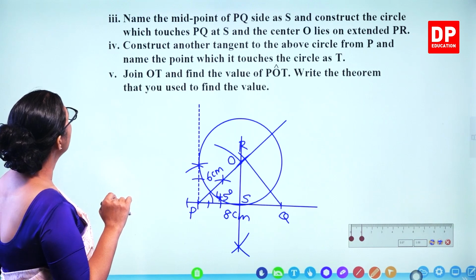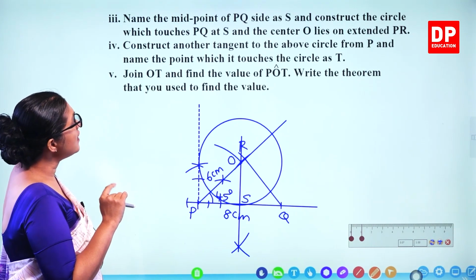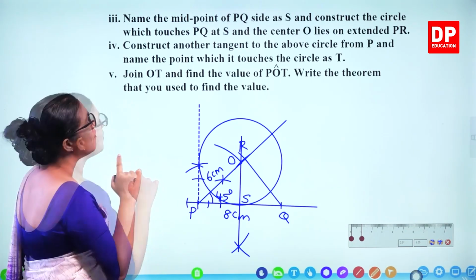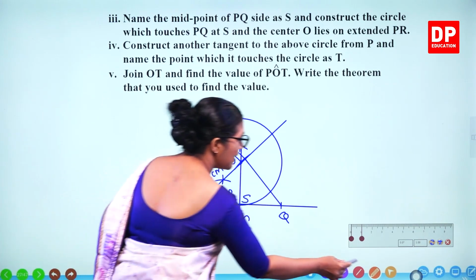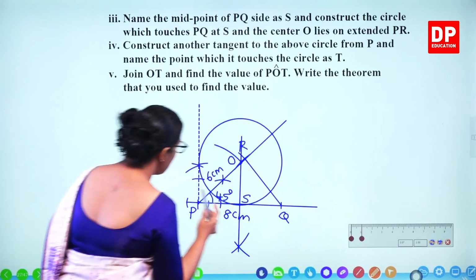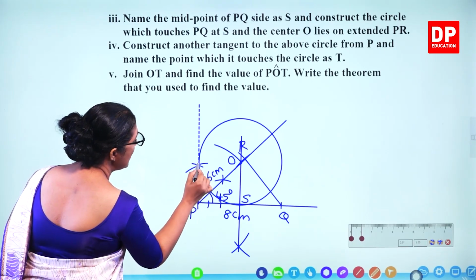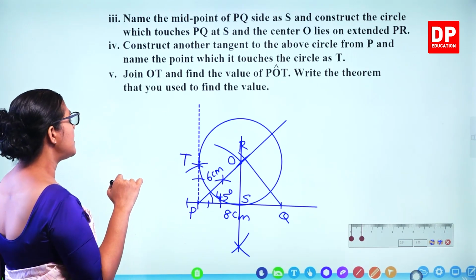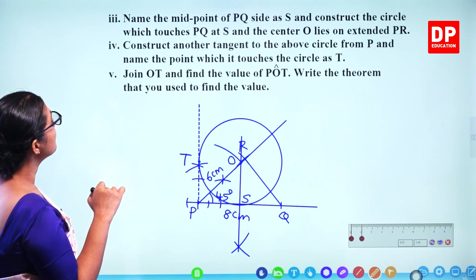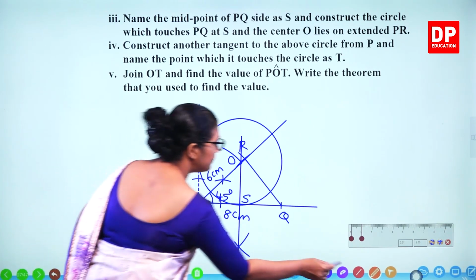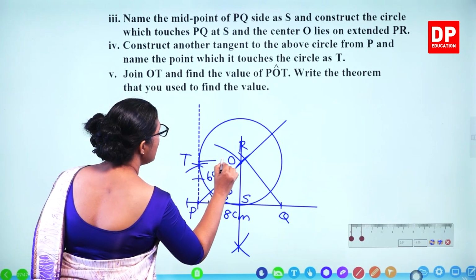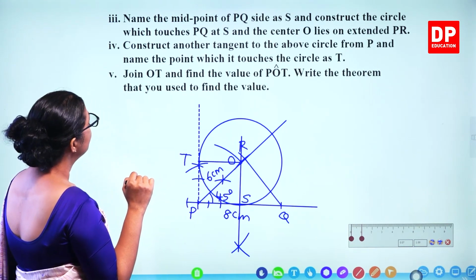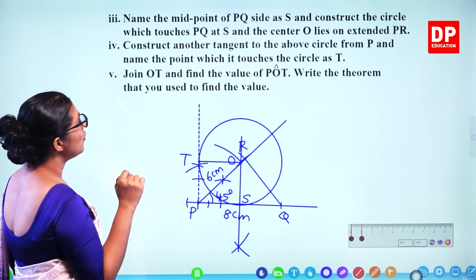That's third part. Then fourth part, construct another tangent to the above circle from P and name the point which it touches the circle as T. So which point is that? Here, this also touches this line. So basically, this point is the T point. That's the other tangent point. Join OT. So we'll do that. This is T. So join OT. And find the value of POT.